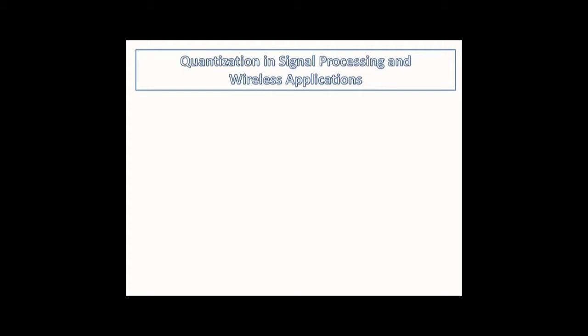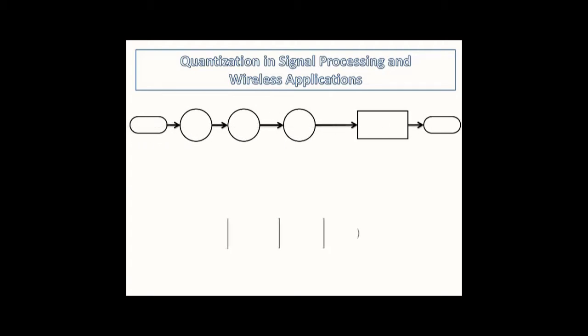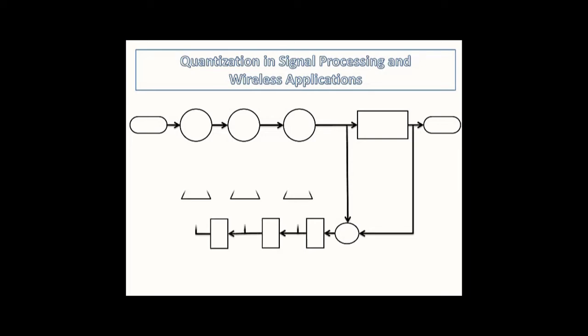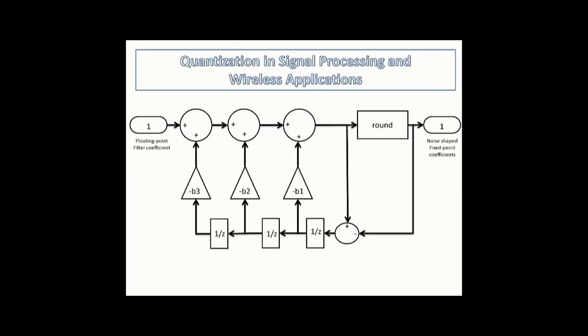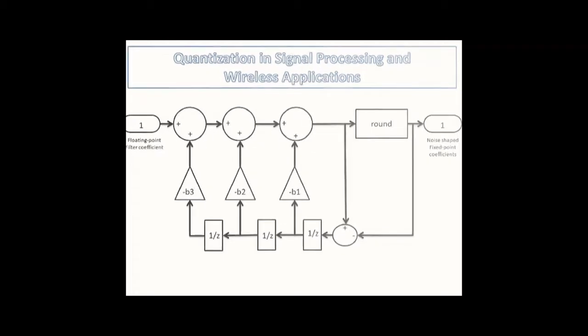The first application we have taken is quantization in signal processing and wireless applications. In signal processing applications, quantization errors contribute to noise and degrade the signal-to-noise ratio. The SNR is measured in decibels or dB and is generally described as X decibel reduction for each additional bit. In order to manage quantization noise and keep it at an acceptable level, you need to choose the right settings such as the data types and rounding modes.